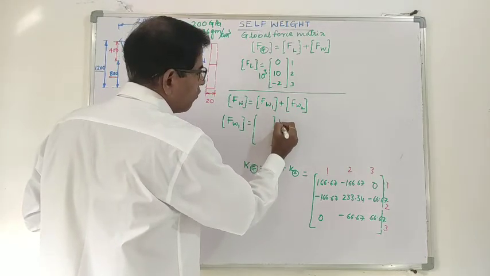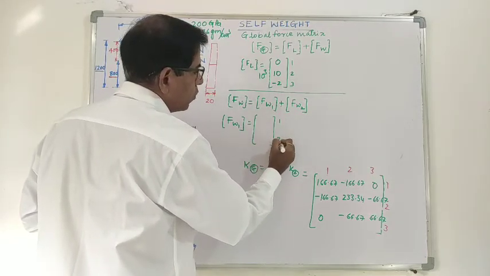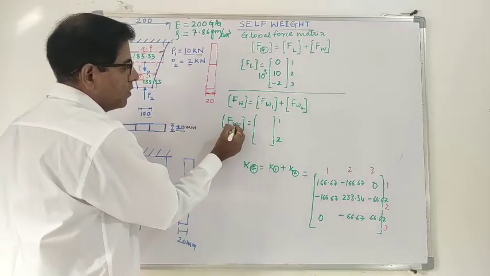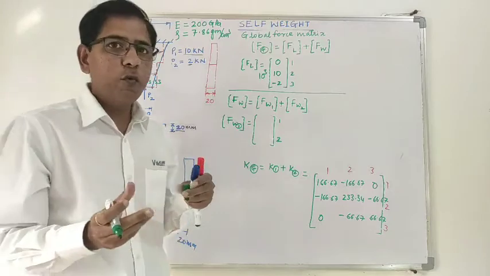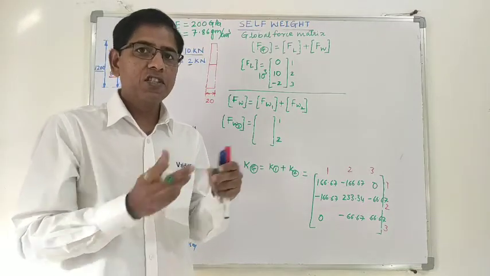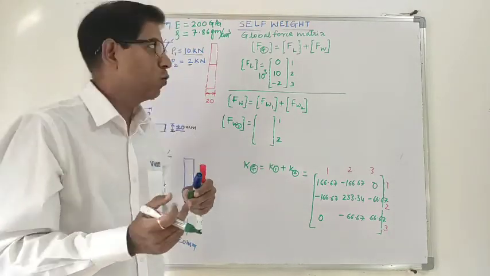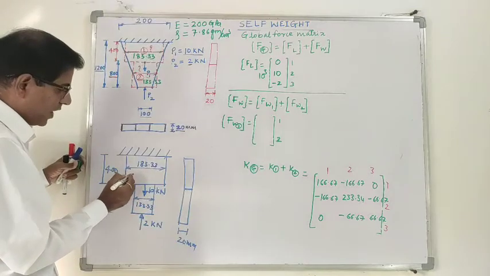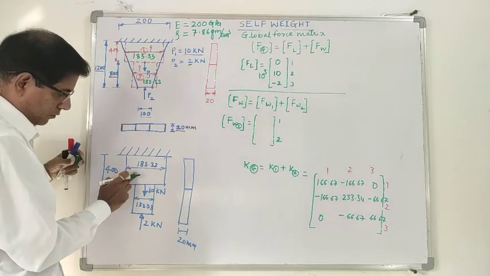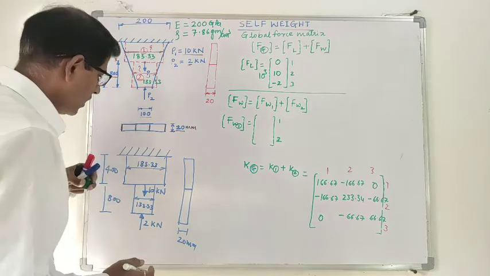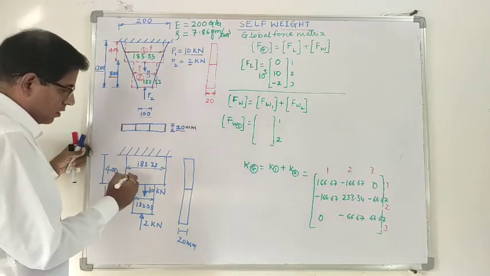This is at node number 1 and 2. Okay, section 1 is made up of node number 1 and 2. So what will be the weight distributed at node number 1 and 2? Now find out the weight of this section 1.